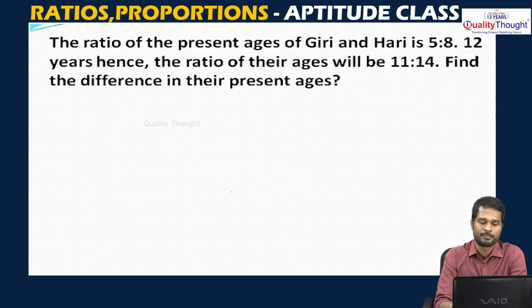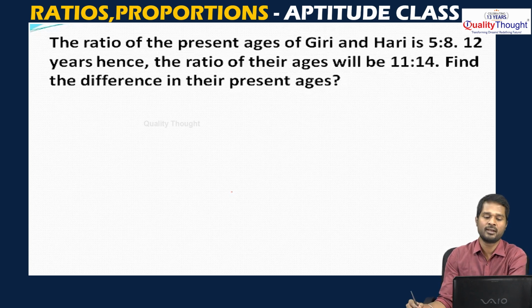We'll see the next question. The ratio of the present ages of Giri and Hari is 5:8. 12 years hence, the ratio of their ages will become 11:14. Find the difference in their present ages. We need to know these words. So hence means after.